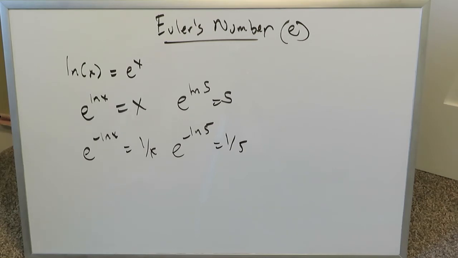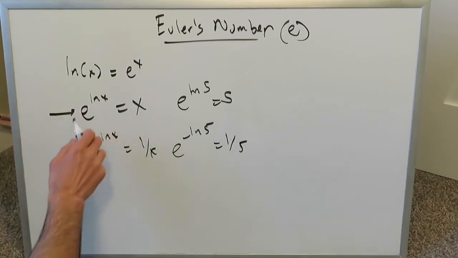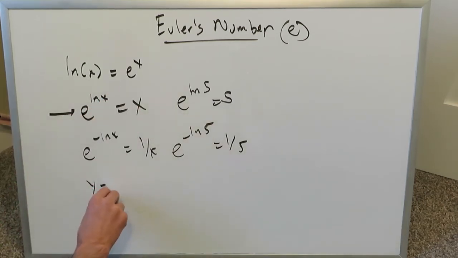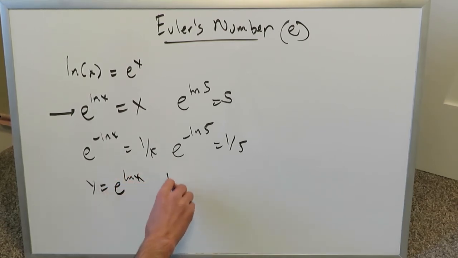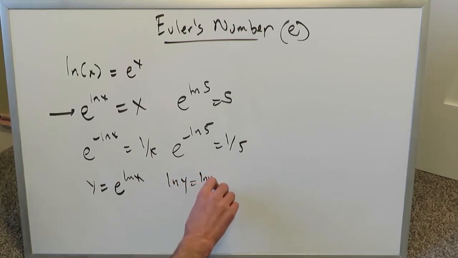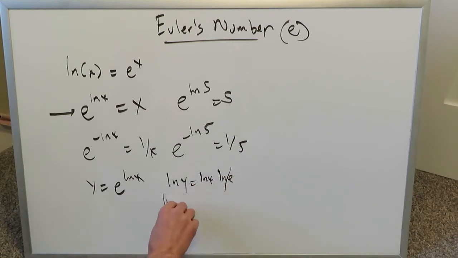Looking at the first case right over here, e to the ln x. Imagine y is equal to e to the ln x. Eliminate this exponent by invoking the logs. Natural log y is equal to natural log x times ln e, which becomes a 1. Take everything onto one side.